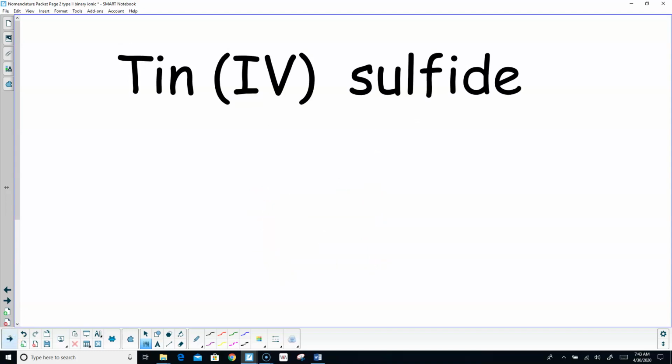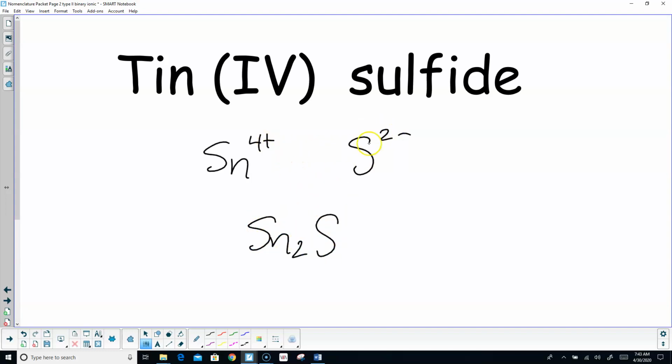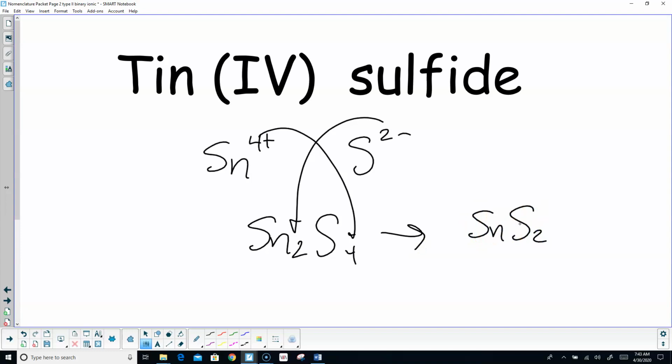Okay, tin 4 sulfide. This tells us in this instance tin is 4 plus. Sulfur is always 2 minus. Sn, 2 comes down here. S, so that 2 goes there. And then this 4 goes here. Notice 2 and 4 are both divisible by 2, so you must reduce or simplify. SnS2.